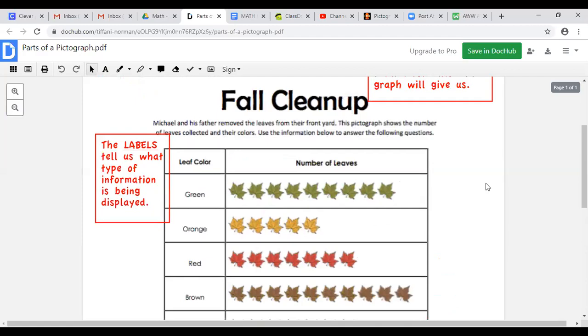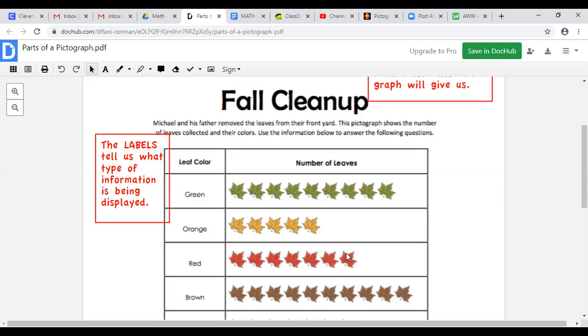So for example, with the green leaves, we will be skip counting by 10. So it'll be 10, 20, 30, 40, 50, 60, 70, 80, 90. 90 leaves were green. Whereas with the red leaves, we can count and see that there are 10, 20, 30, 40, 50, 60, 70 leaves.